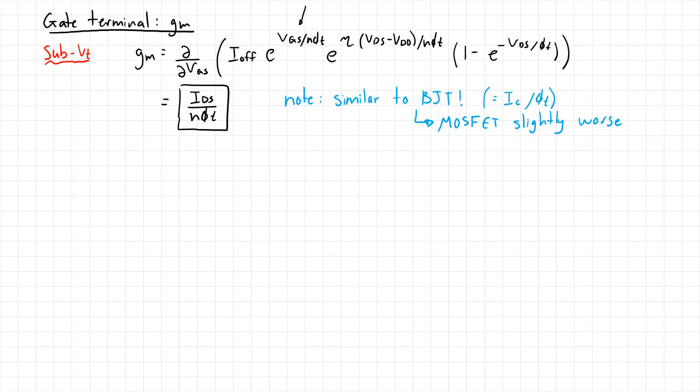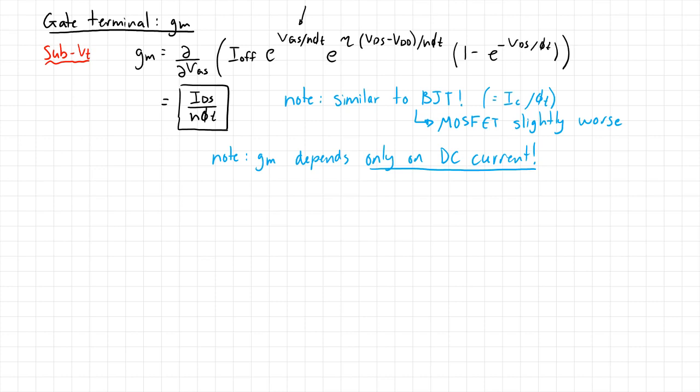Now, the other note that's of particular interest to us here is that GM depends only on the DC current flowing through the device. That's actually very attractive. That makes setting up the bias for your BJT, or rather, sorry, for your MOSFET, quite straightforward.